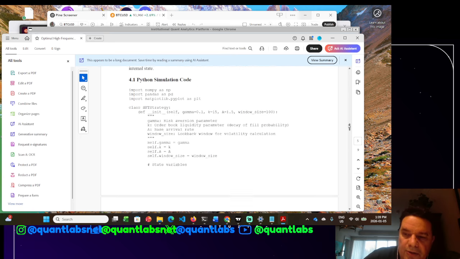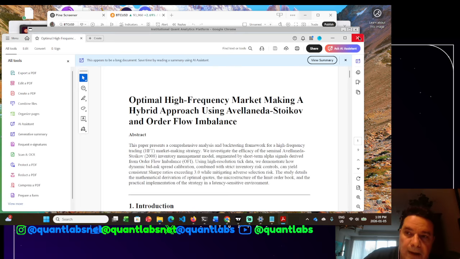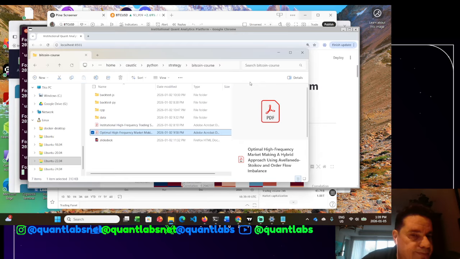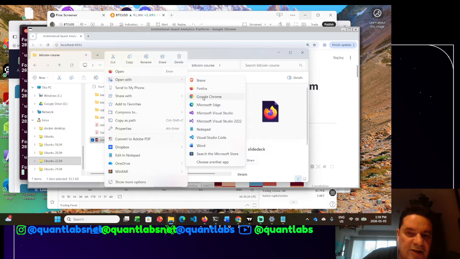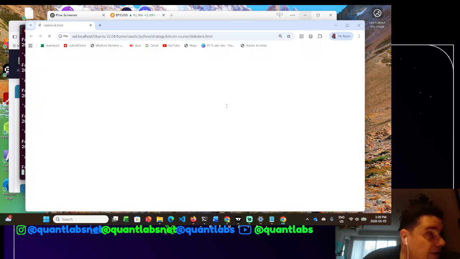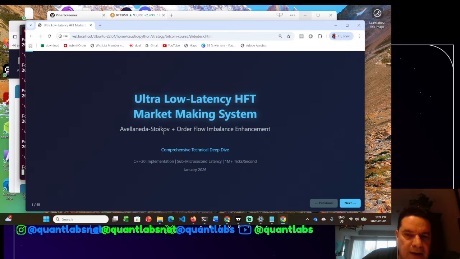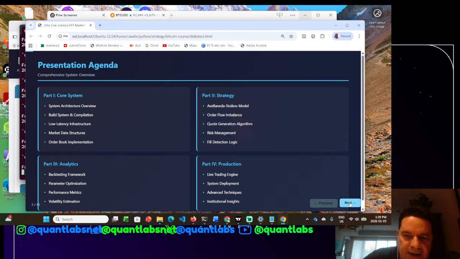Okay. So there's this document that's included to explain the overall strategy for this. Now, in fact, it's so advanced here. I could create a slide deck now with all this fancy paint stuff here. So here it's going in about this algorithm, this Avellaneda-Stoikov order flow enhancement.